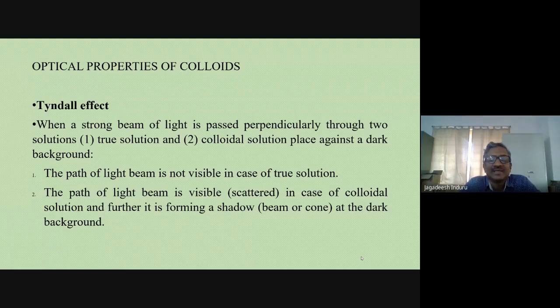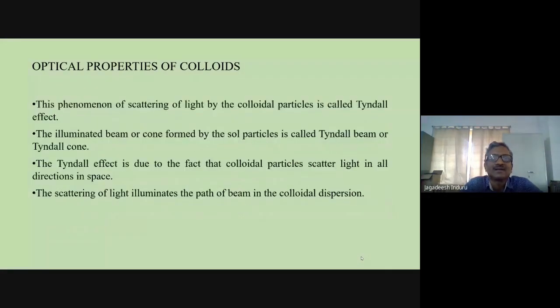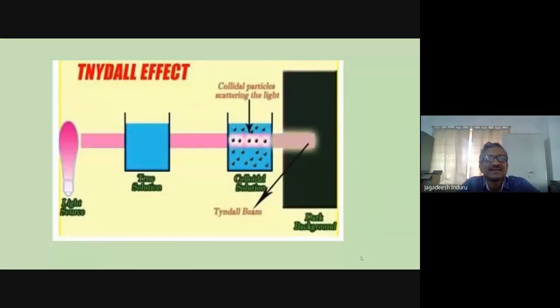Whereas the path of the beam is visible in the case of colloidal solutions, because it is getting scattered. Further, it forms a shadow, a beam or a cone against the dark background. We can view it as depicted in this picture. If you pass any light source through a true solution, it will pass 100% without any hindrance. Whereas when it passes through a colloidal solution, it will scatter in all directions. That is the reason it produces its path, and you can view it when observed against the dark background.